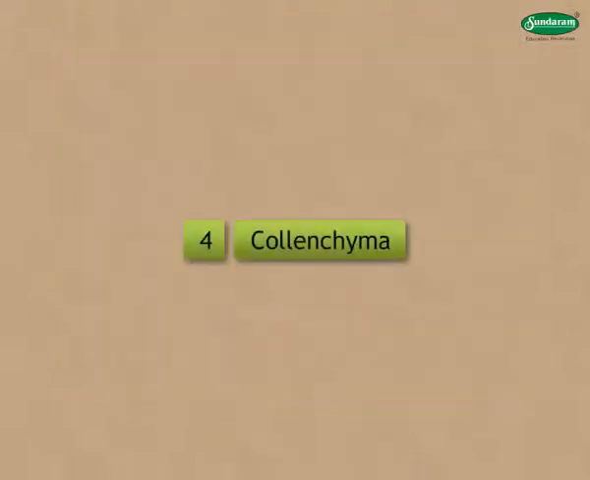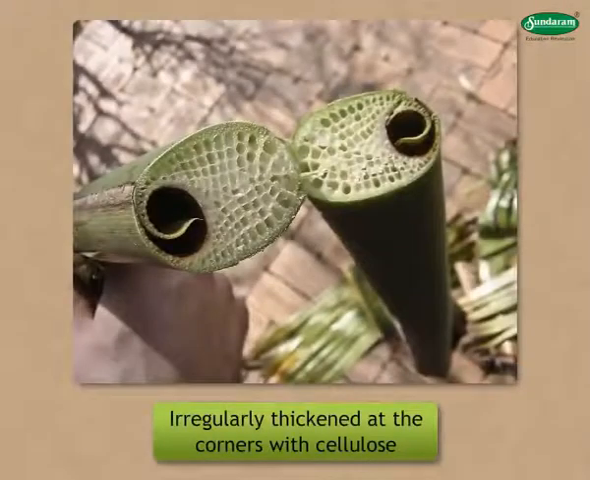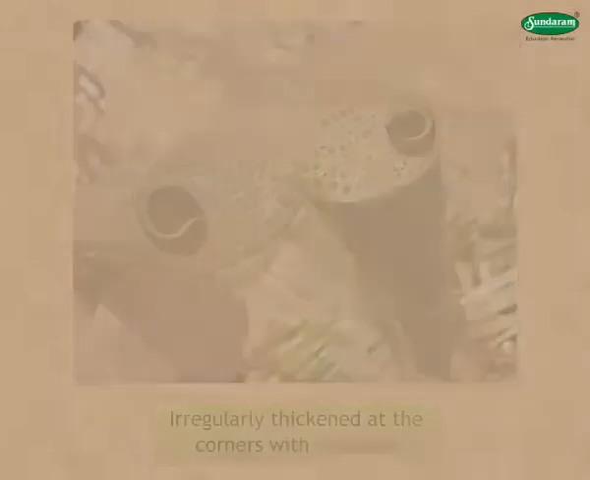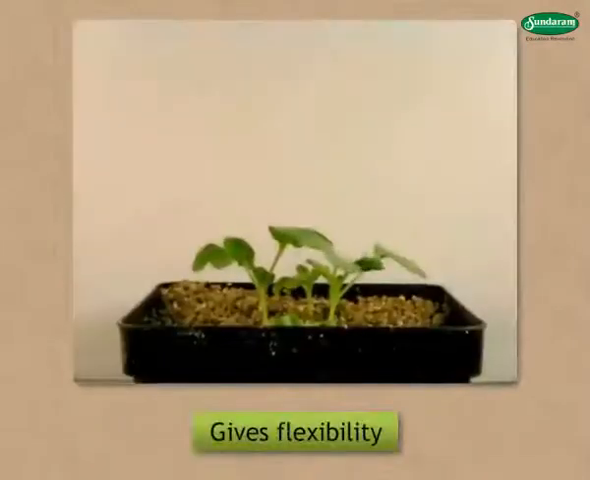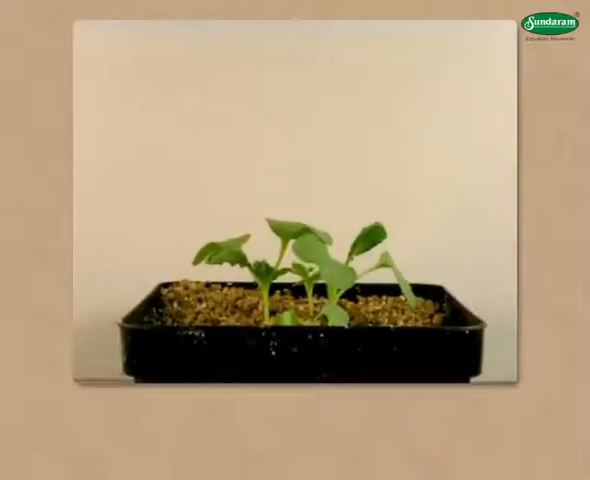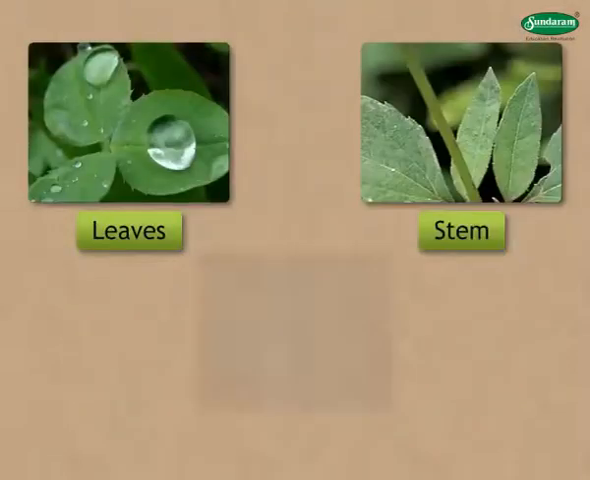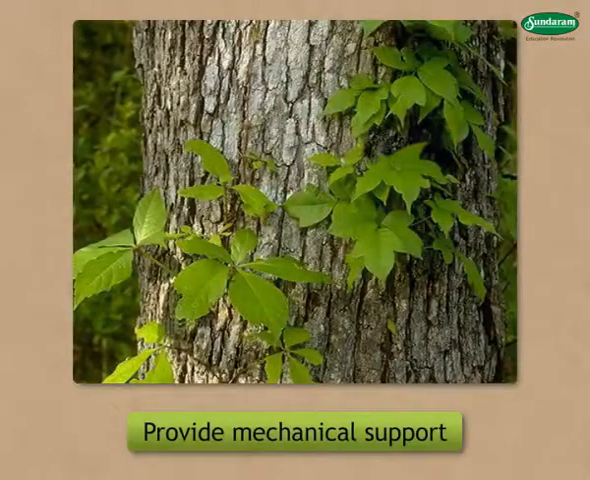4. Chlorenchyma. The cells of this tissue are living, elongated, and irregularly thickened at the corners with cellulose. This tissue is located in the leaf stalks below the epidermis. It gives flexibility and allows easy bending in various parts of plants like leaves, stem, and twigs. It also provides mechanical support to young plants.